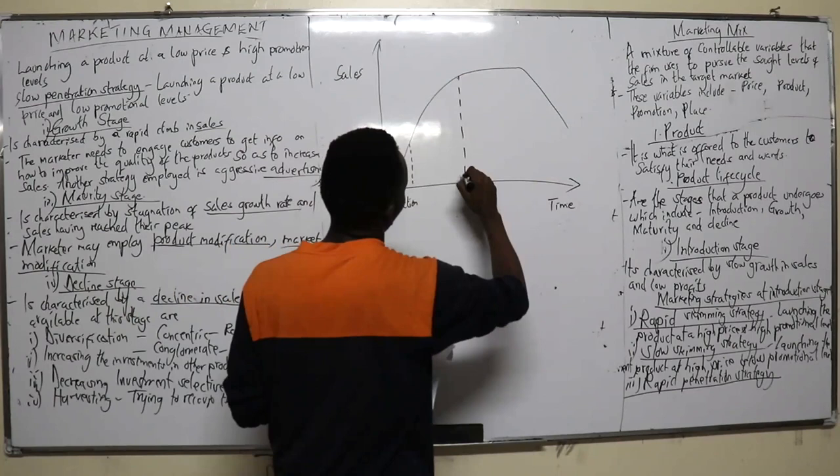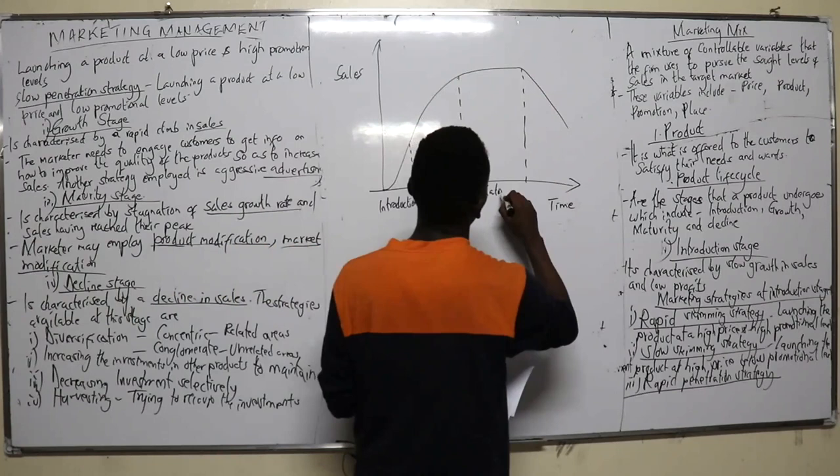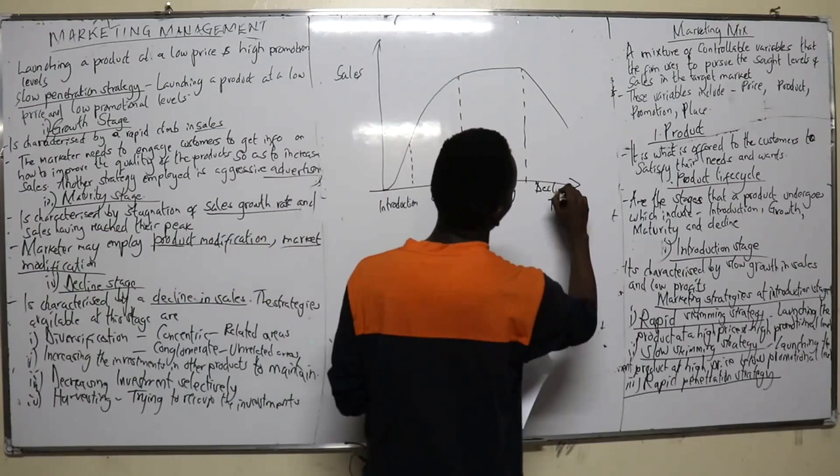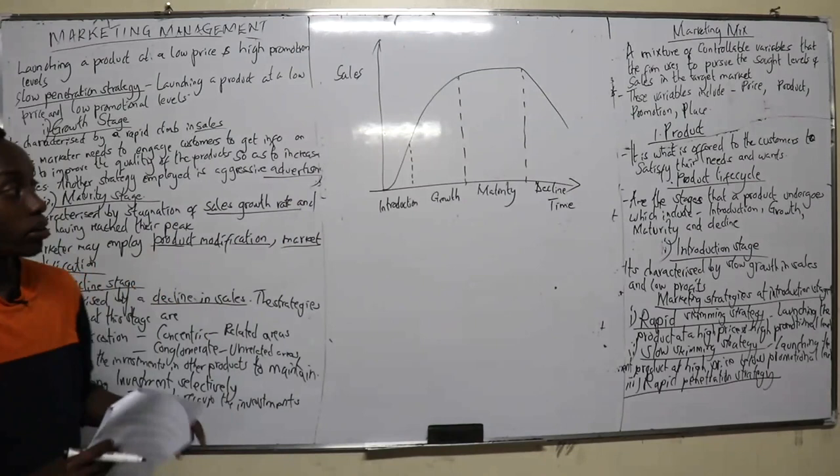Up to a certain point, this is known as the growth stage. And then the stagnation of the sales is known as the maturity. And lastly, you have the decline stage. So that now is a graphical representation of how the product life cycle looks. Now, that is one of the concepts of the marketing mix.